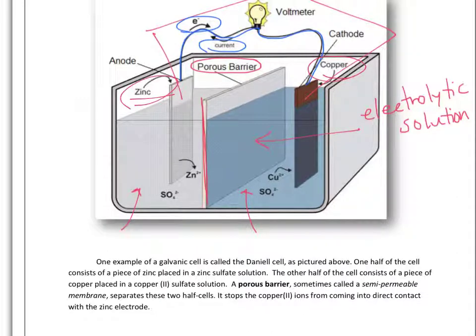One half of the cell consists of a piece of zinc placed into a zinc sulfate solution. The other half of the cell consists of copper placed in a copper 2 sulfate solution. Again, we have a porous barrier that separates them. That's this wall here so they don't come into direct contact. That's called a porous barrier, and sometimes it's called a semi-permeable membrane. And it separates the two half cells, meaning that the solutions in itself cannot come into contact with one another, but it's semi-permeable, meaning ions can go back and forth.